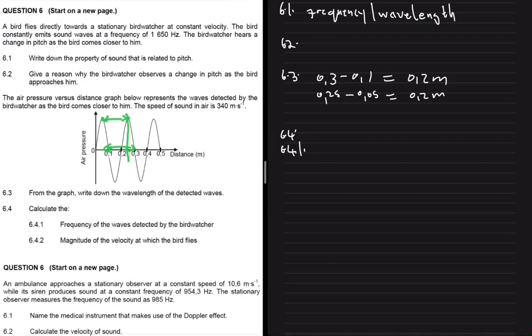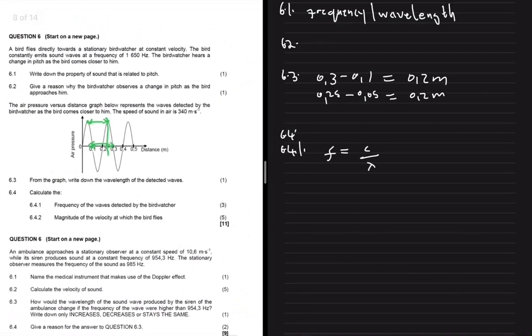6.4.1, the first question says frequency of the waves detected by the bird watcher. So we know from definition that frequency is given by the speed of the certain wave in a certain medium divided by wavelength. We've already determined what the wavelength is. It's 0.2 meters. And then on the question, we're given that the speed of sound in air is 350 meters per second. So we're just going to plug that into the equation. We're going to have 340 meters per second divided by 0.2 meters.